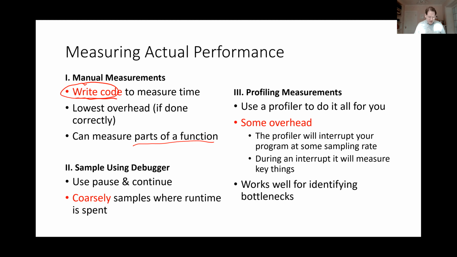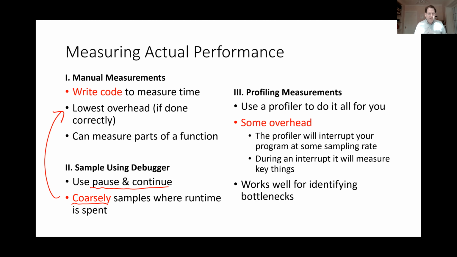Another technique you can use is to sample using the debugger. So I'm going to show you this, but the debugger has pause and continue buttons. So by hitting those buttons, you can coarsely sample. You can only hit those buttons maybe once a second, or maybe if you're really fast, maybe a couple times a second. So you can get a coarse sample of where the program spends its runtime. Where are you this second? Where are you the next second? Gives you an idea. And maybe that idea now helps you figure out where I should go write some code to see more information. And we can also use what's called a profiler.